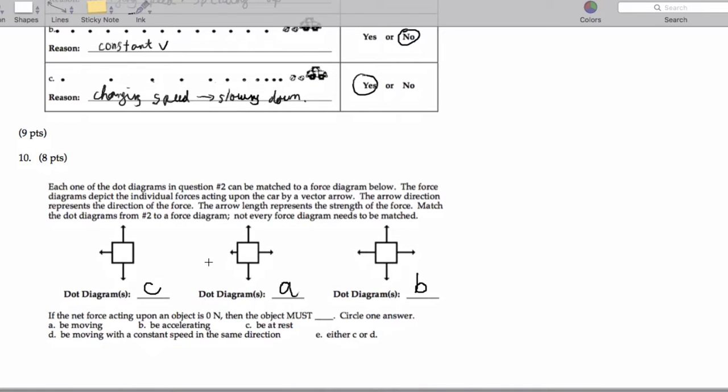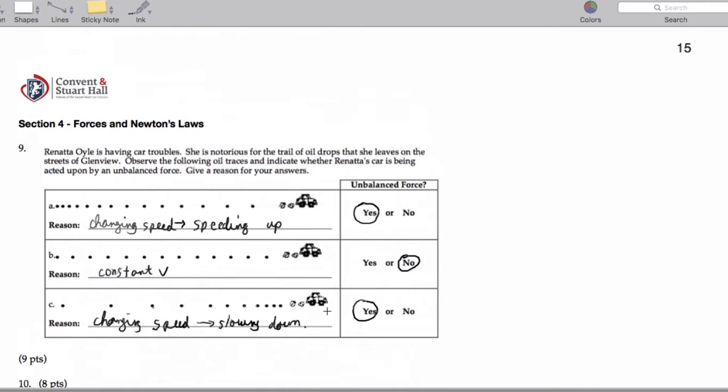All right, so if the net force acting upon an object is 0, this is just a fancy way of saying that the forces are balanced. So let's remember, with balanced forces, we are either at rest or we're moving at constant speed in the same direction, which is the same as constant velocity. So that means choice E, either E or D, is the correct answer.